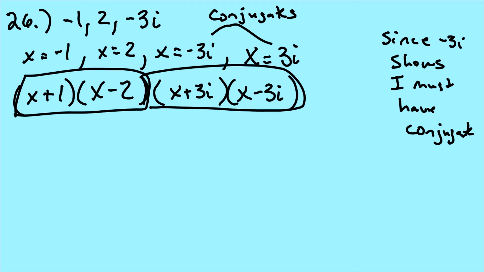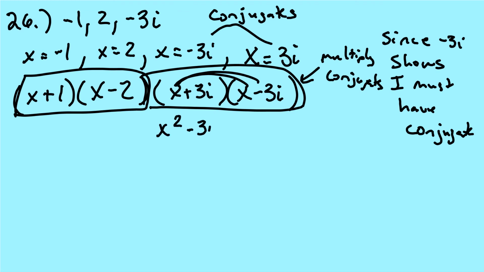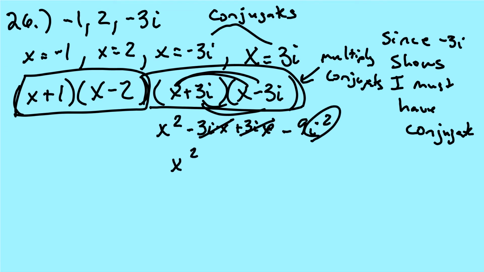I'm going to FOIL the first two and the second two, because remember I have to multiply conjugates first. So x goes to x gives me x squared, x goes to minus 3i gives me minus 3i times x. Then I have plus 3i times x. And then 3i goes to negative 3i gives me minus 9i squared. Those in the middle cancel. This turns into x squared. And remember, i squared is negative 1. So it becomes plus 9.